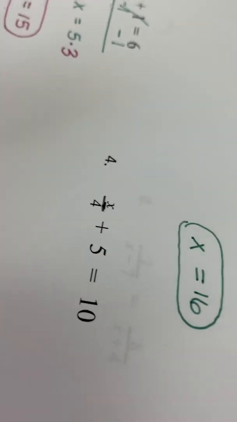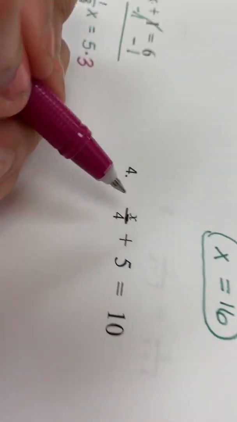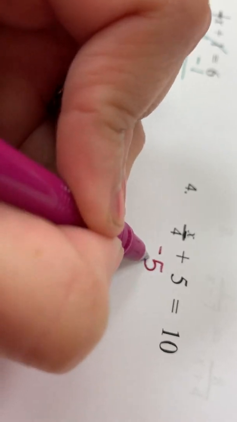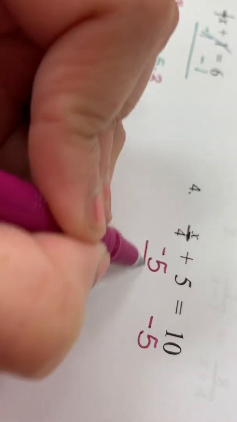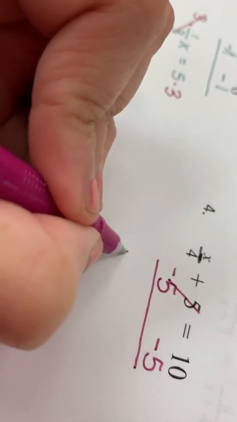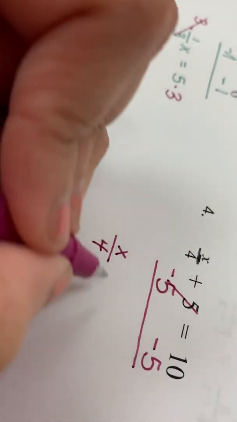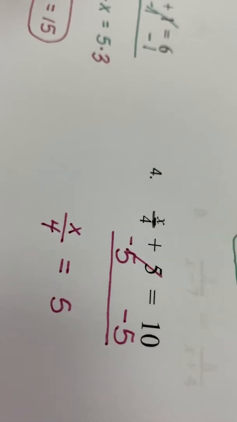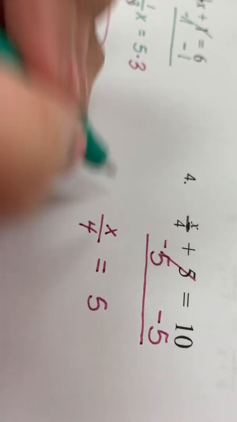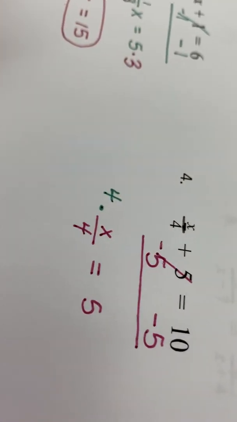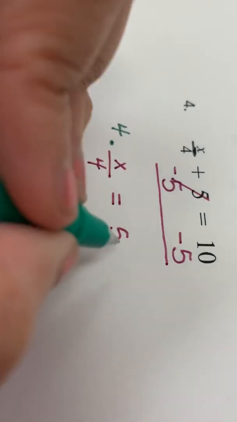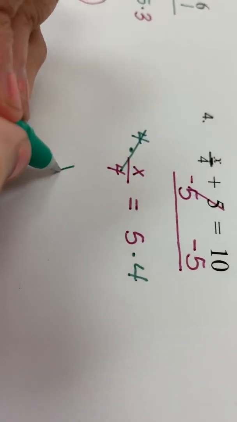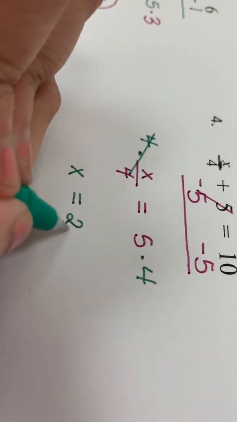All right, number 4. Again, just the one variable this time. So the opposite of addition is we're going to subtract 5 from both sides. I have x over 4 equals 5. And then to get rid of division, we multiply. So I'm going to multiply by 4. What I do to one side, I do to the other. So times 4. These cancel, and that leaves me with x equals 20.